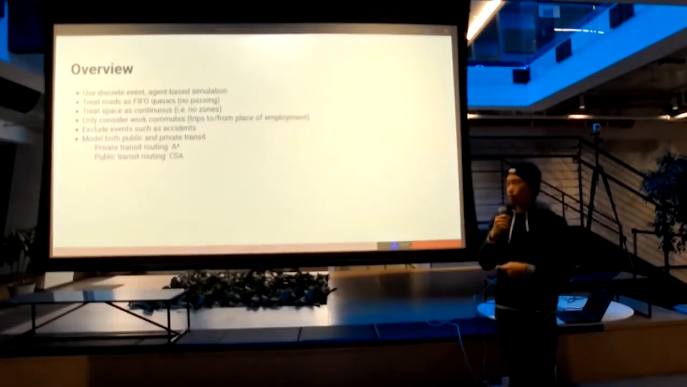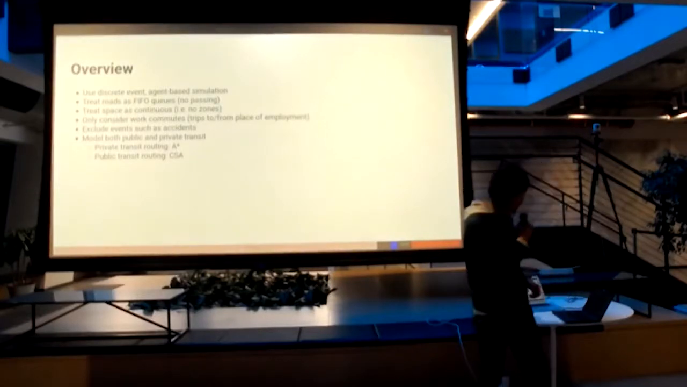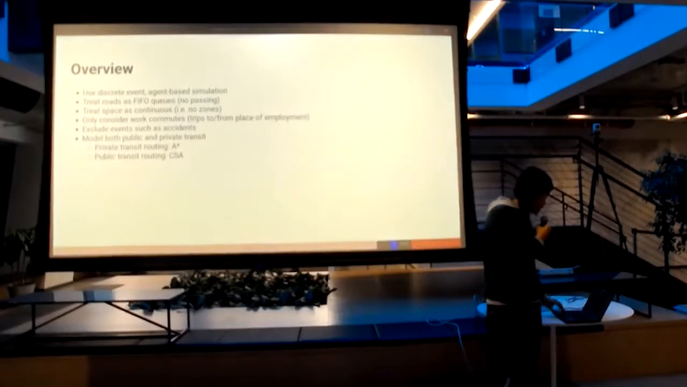So I won't have too much time to get into the details on the routing, but for private transit routing, we use an algorithm called A*, which is a really common pathfinding algorithm. It's used in video games a lot. And then for public transit routing, we use an algorithm called connection scan. I think it's just connection scan algorithm. And I'll talk a little bit about that.